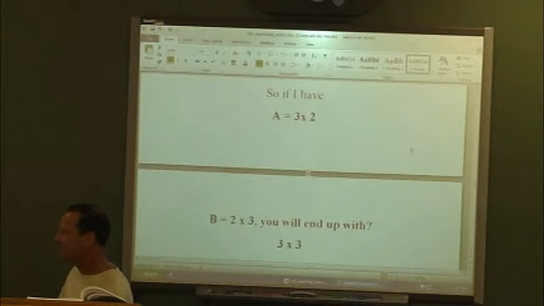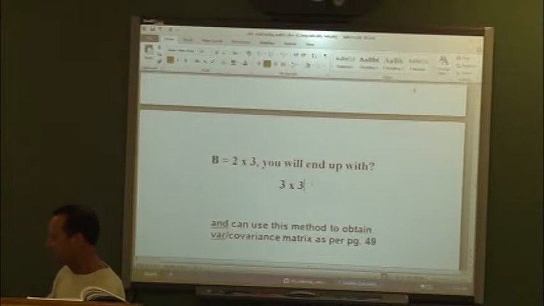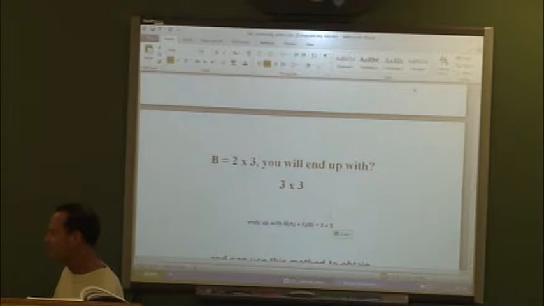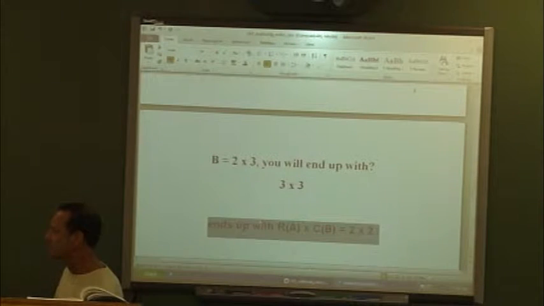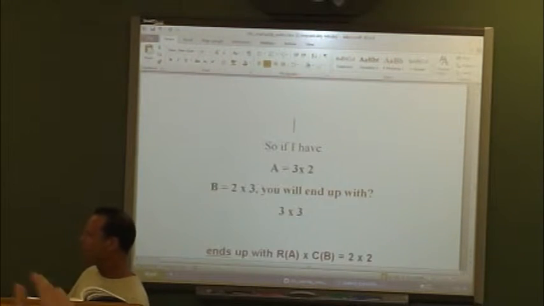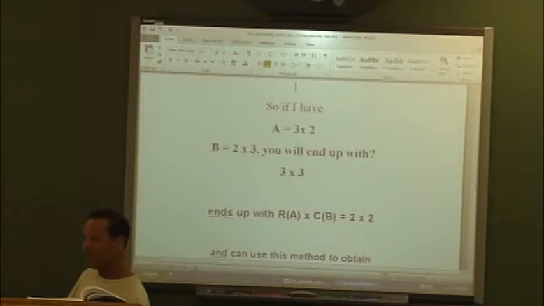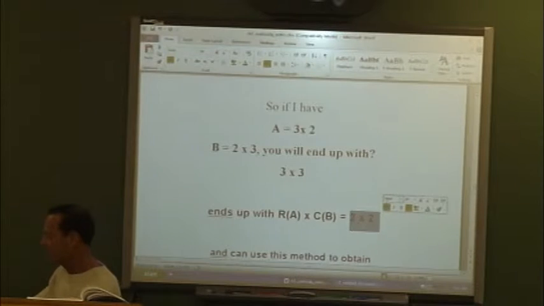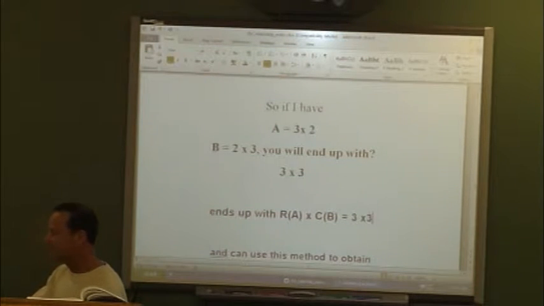The example was a 3 by 2 and a 2 by 3, but the question was a 3 by 2 and a 2 by 3. Basically, you take the outside dimensions. So if I have a 3 by 2 and a 2 by 3, you end up with a 3 by 3.